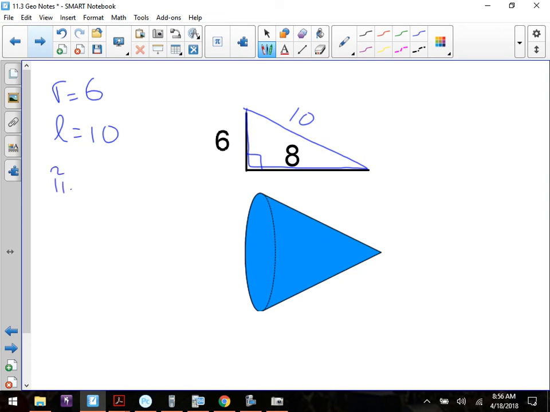Pi r squared plus pi r L. So you've got 6 squared times pi plus. But be careful, a lot of you were messing up on that one quiz a couple of days ago. You were squaring pi, not the radius. So let's see, 6 squared is how much? 36. 6 times 10 is 60, and 36 and 60 is how much? The answer is 96 pi something squared.